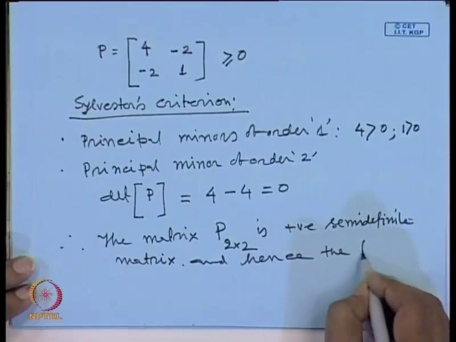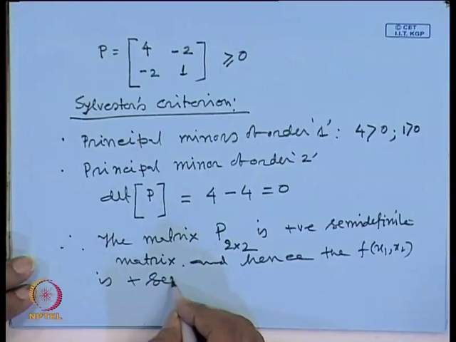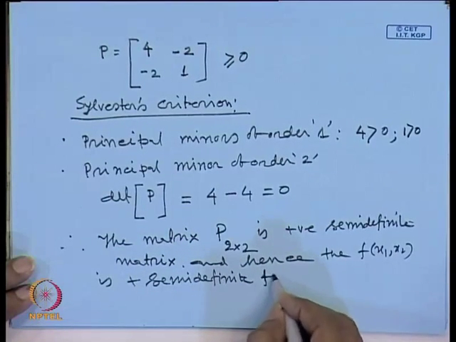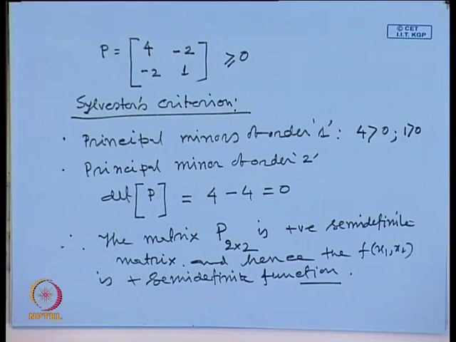And hence, the function f of x is a positive semi-definite function. In other words, any value of x you put here, there are infinite number of x, you will see the function value will be either positive, or for some value of x it may be 0, but not negative, that is sure. So, this we know, but if we are asked to test for negative semi-definite matrix, then how will you do it?